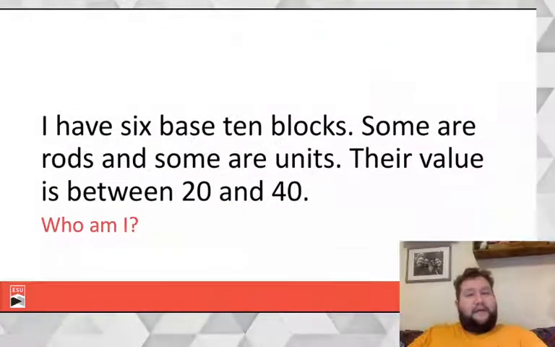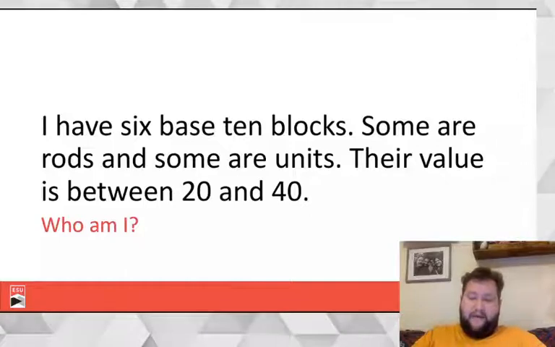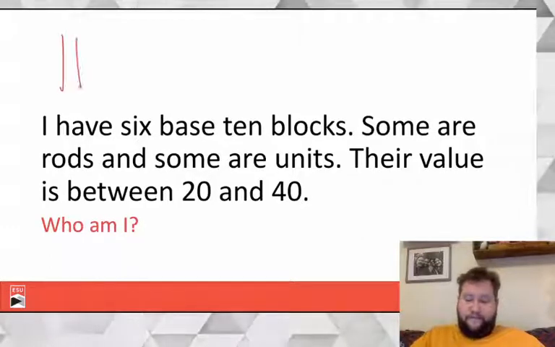How about another? And so maybe you'll think about pausing after the question and then see if you can figure out on your own. I have 6 base 10 blocks. Some are rods and some are units. Their value is between 20 and 30. So if I have 2 rods, that's 2 of my 6, I have 4 left. I could be 24.